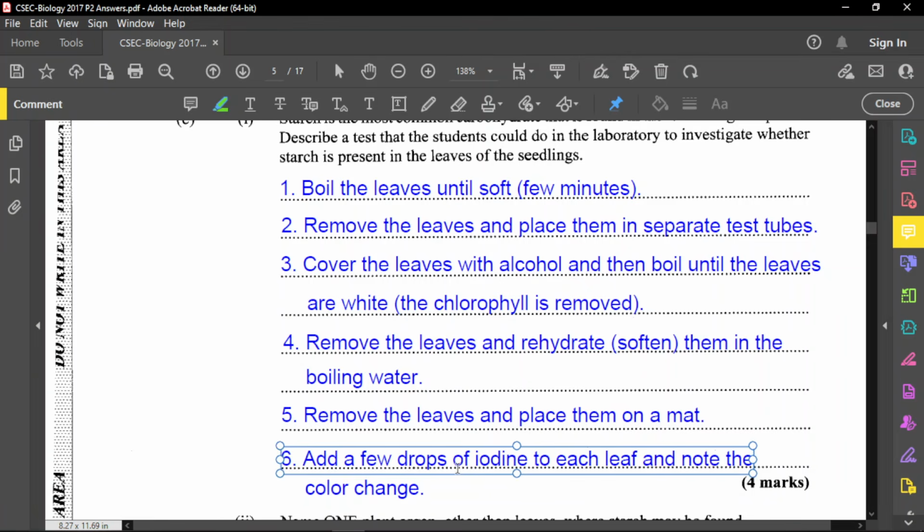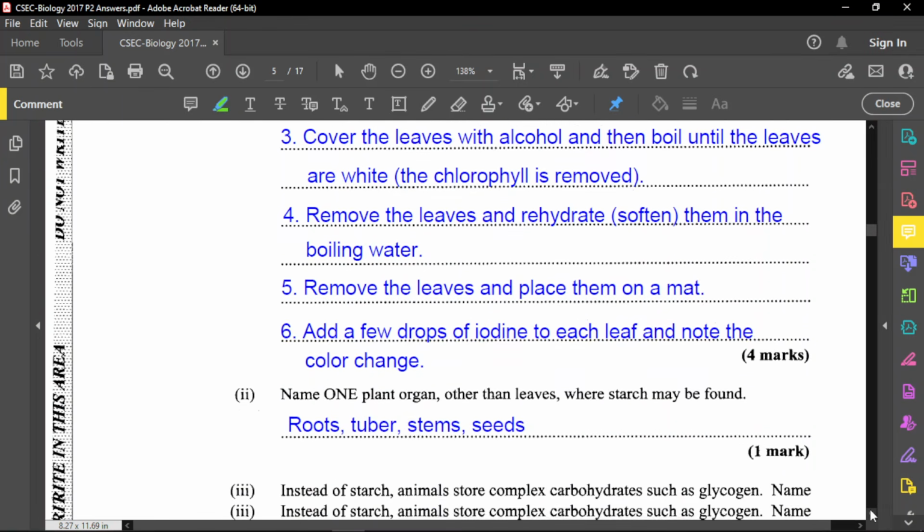And then you're going to add a few drops of iodine to each leaf and note the color change. And of course, if the color changes from brown or yellowish brown to blue-black, then starch is present. And so I will encourage you to include that part in your explanation because you want to say, okay, look for this color change, all right? And that color change would indicate the positive test for starch in the leaves.